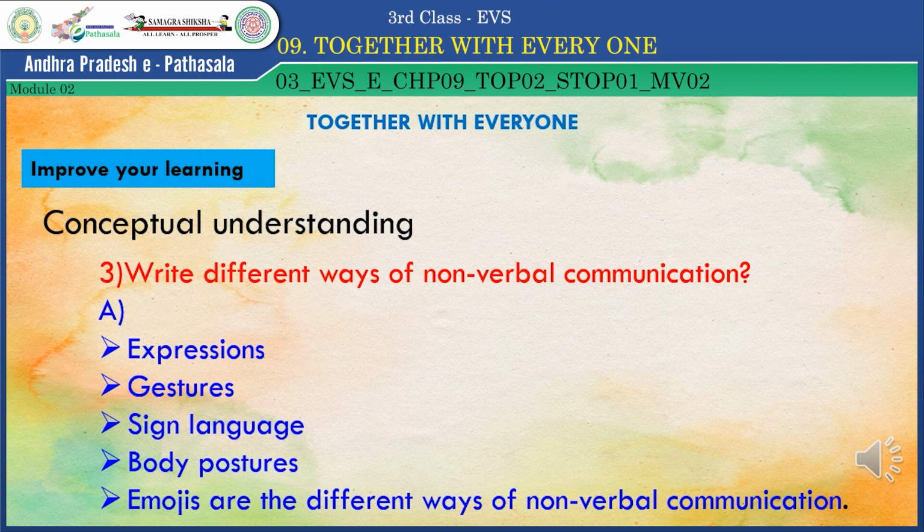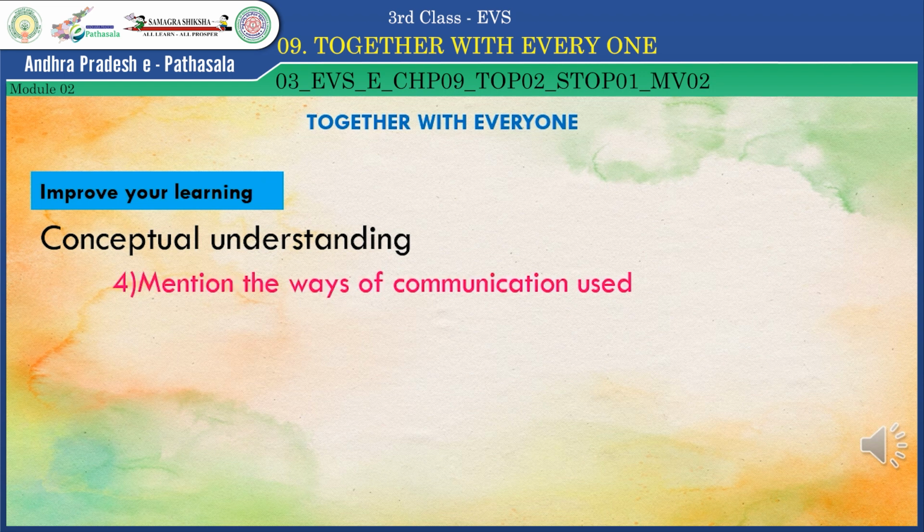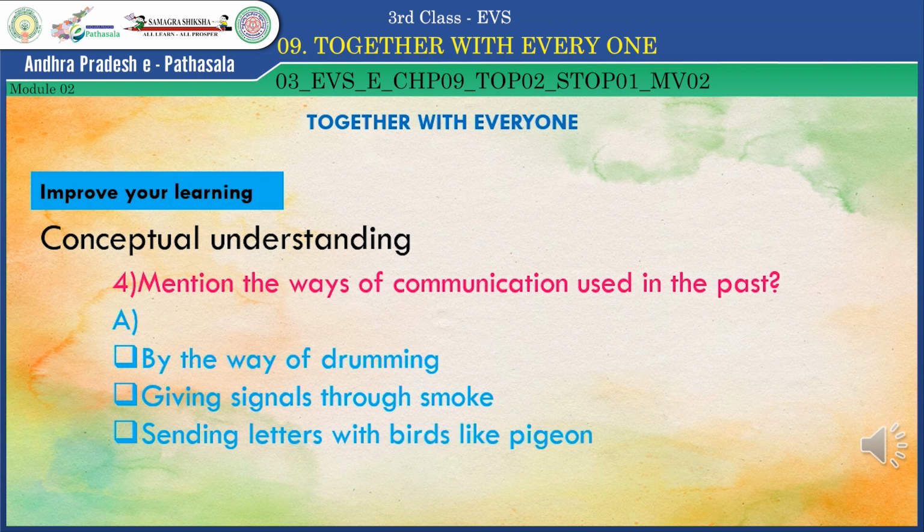Children, mention the ways of communication used in the past. Wow, children. Right answer. The answer is by way of drumming, giving signals through smoke, sending letters with birds like pigeons, human runners and horse riders. Next, go to the fifth question.